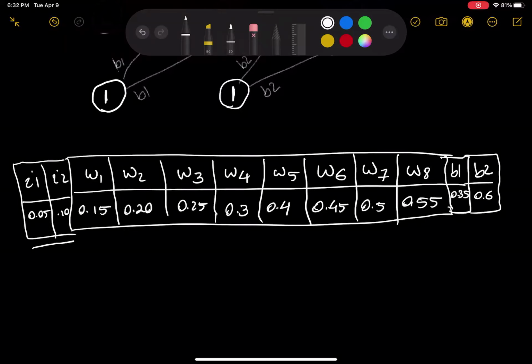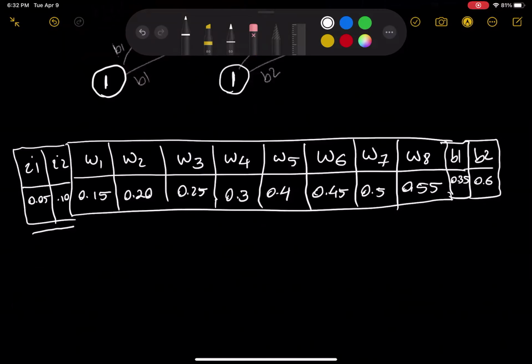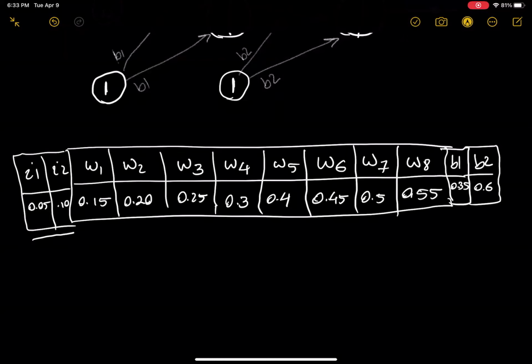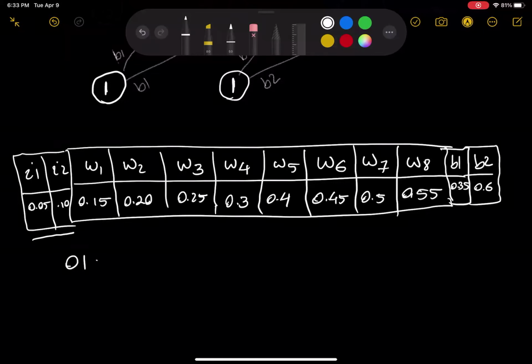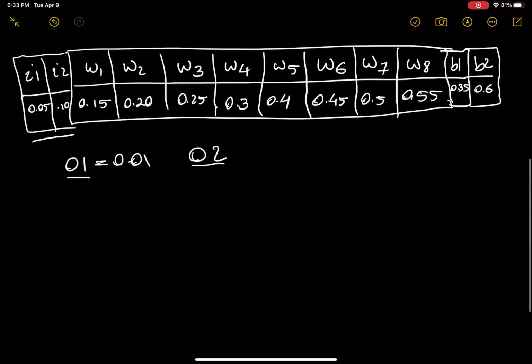Now, the output of this is that my desired output here is point, I mean, it could be anything, right? I'm going to write it here, actually. The O1, I had to kind of continue this table, but I don't have room here. So let me call this O1 here. O1 is equal to 0.01, and O2, this is the output, okay? O1 and O2.